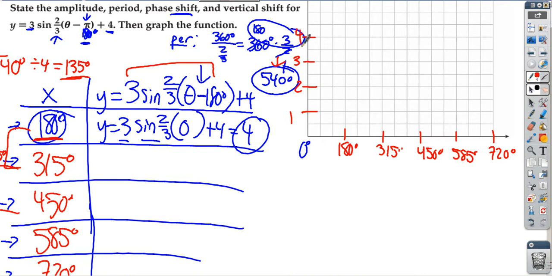So our first point is at 180, comma 4. So that puts us right here. And then we're probably going to have to go, actually we shouldn't have to go negative because we moved it up 4. Okay, now how do we get the rest of this?